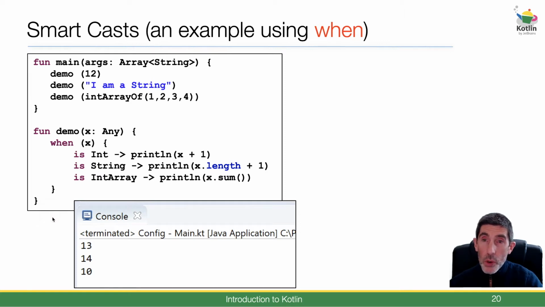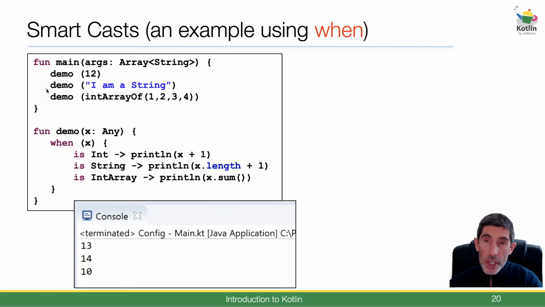If we look at what we're passing in, the first call just passes in an integer. That will match with the first clause, so we print 12 plus 1, and we get our 13. The second call passes in a string, which we know is 13 because we've been using it throughout the slides. It matches with the second clause in our when, so we print the length plus 1, and again we get 14.